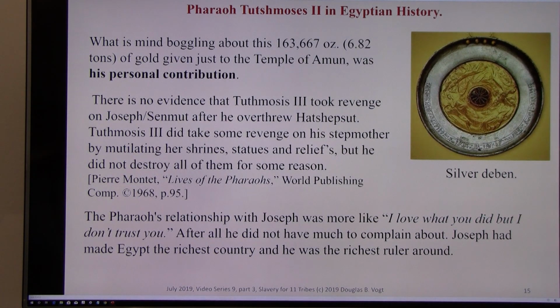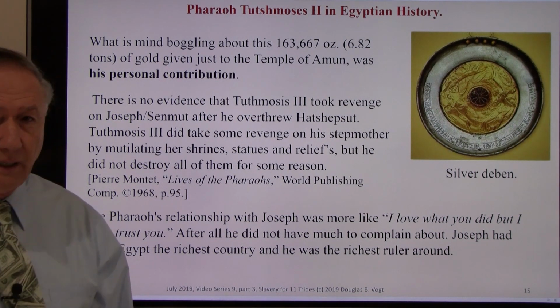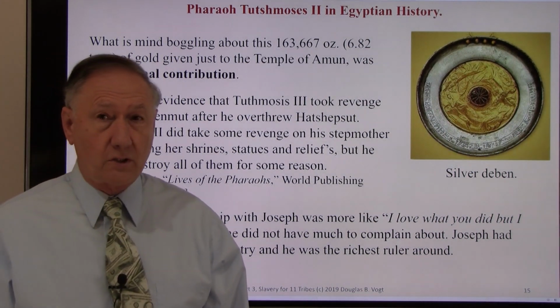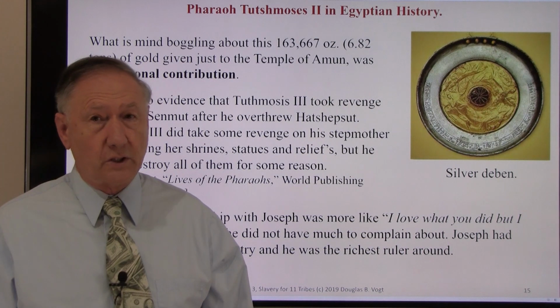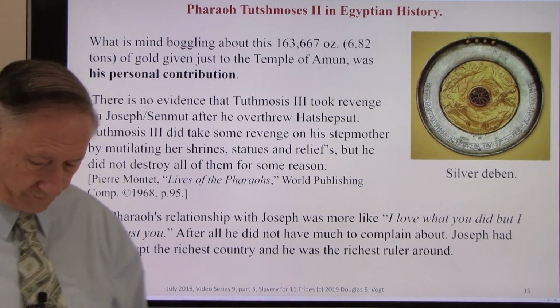Pharaoh's relationship with Joseph was more like, I love what you did, but I don't trust you. You know what I mean? But he had no complaints. Joseph made Egypt the richest country in the world, and he was the richest Pharaoh on the planet. Nobody came close.